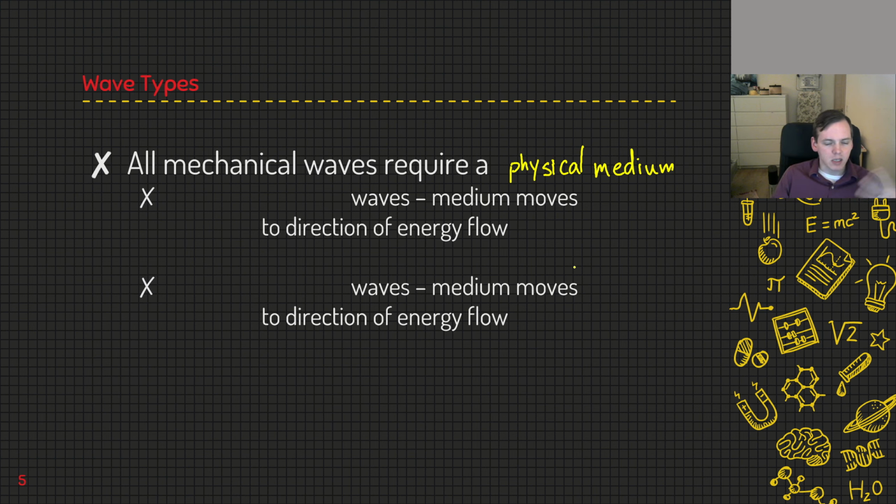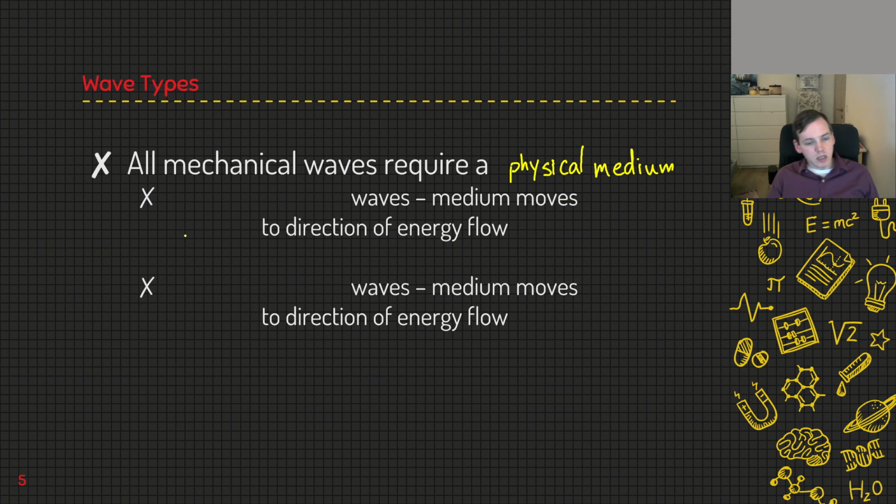So examples of this, a spring could be a physical medium, water could be a physical medium, air could be a physical medium, because all of those things are matter. They're stuff, they're physical things that can interact with each other.